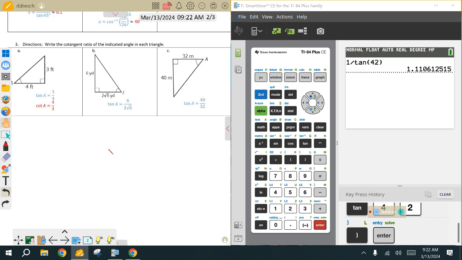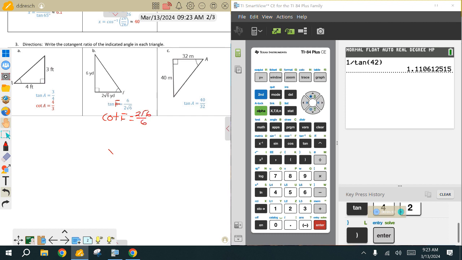So on letter B, hopefully again realize I try to put the final answer always in red. And if I got other work steps I'd have to do to get to that point, I put that in a different color. So I always start off with the tangent ratio. On this one it's angle F, I guess. So opposite over adjacent, 6 over 2 root 6. And then what's the cotangent ratio? That's F is what? 2 root 6 over 6.